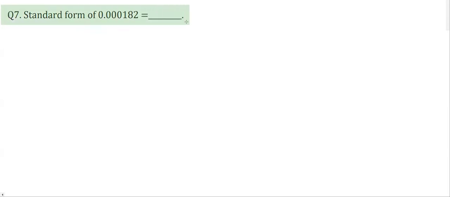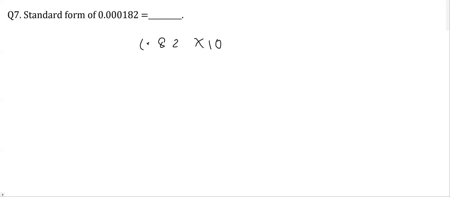In question number 7, we have to write this in the standard form, that is scientific notation. We can see that this is going to be a very small number, and small numbers are indicated by a negative power. Students have confusion about whether to write a positive or negative power when they convert. As you can see, this is a very small number, so it must have a negative power. The decimal will come between 1 and 8, so it's 1.82 multiplied by 10 raised to the power.